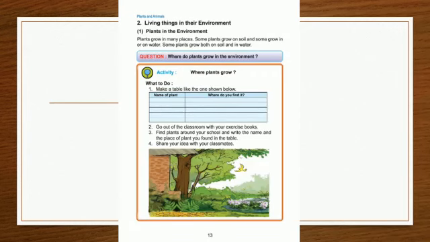Here on this page we can see living things in their environment. First we are going to learn about plants in the environment. Here is a table where you have to write the names of the plants which you can see in nature or in your environment, and the places where those plants live. For example, a mango tree. It can live in a tub in your garden or on your rooftop. So please do it by yourself.